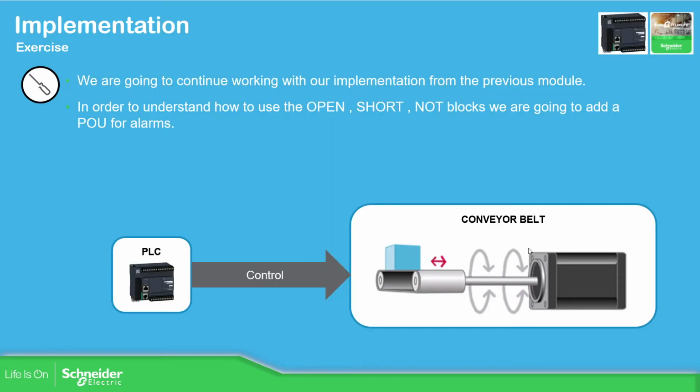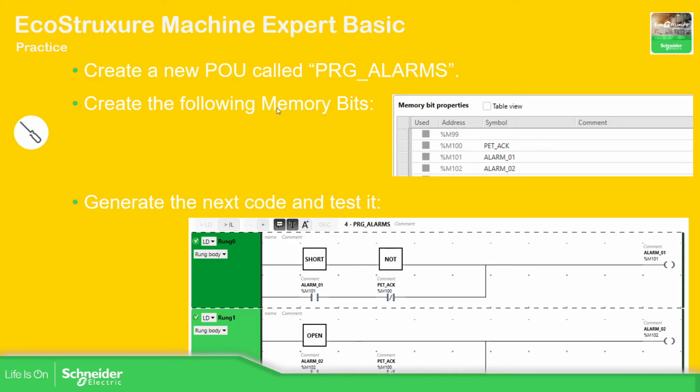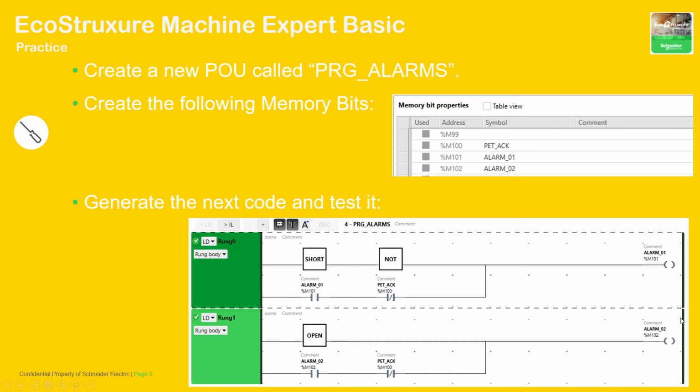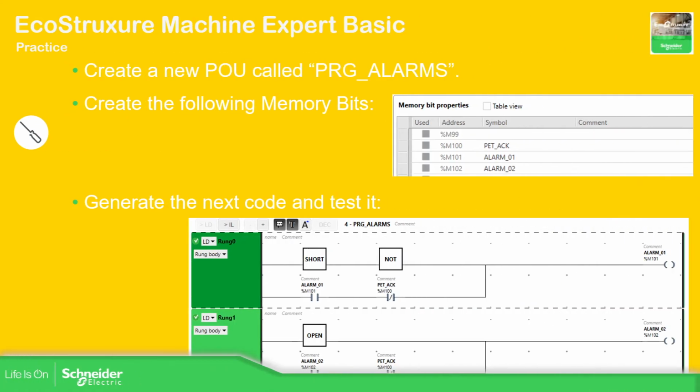So we were working with the conveyor belt, and now we're going to use the open, short, and not blocks in order to understand how they work. What I'm going to do now is to create a POU called PRG underscore alarms, and I'm going to configure these 3 bits over here for alarms. And what we're going to do is to create this in our code so we can work on this later. So the idea is to create this logic, create these variables, and create this POU. So let's go back to the software now.